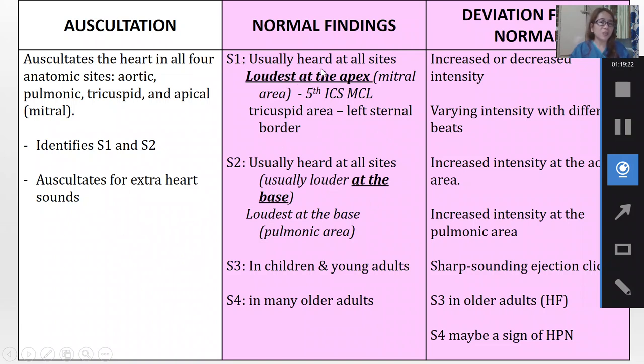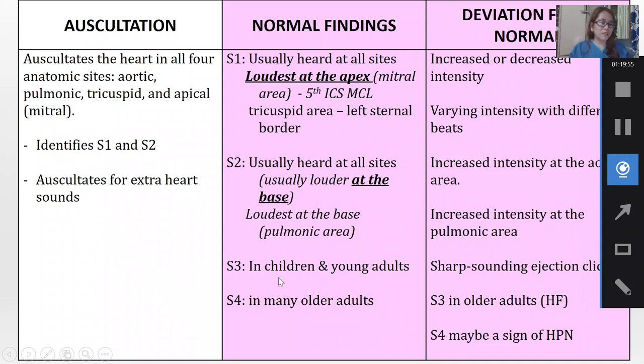Sa S1, usually heard at all sites, but you have to remember that S1 is loudest at the apex or mitral area, at the fifth intercostal space, midclavicular line. So, tricuspid area, left lateral border. Then, maririnig ang iyong S1. S2 is usually heard at all sites, but louder at the base. Loudest at the pulmonic area. Okay? So, nasaan ang base? Nasa taas.